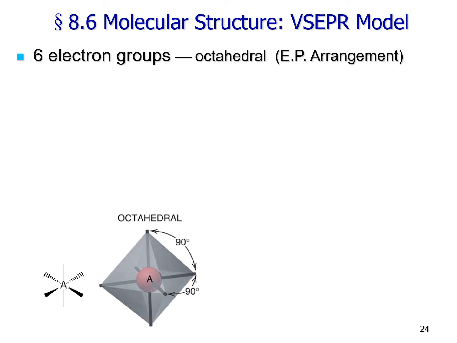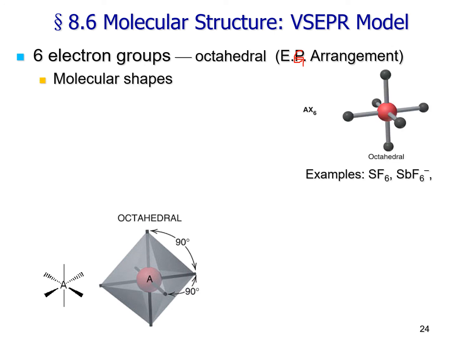For 6 electron groups, as we understand, that's going to be octahedral. I do not know whether there's going to be a good enough picture for us to realize that there are 8 faces for this particular geometry. So we call it octahedral as the electron group arrangement. So it's not EP, that's EG. If each electron group is a bond, we get the same arrangement as the molecular shape, so we call it octahedral.